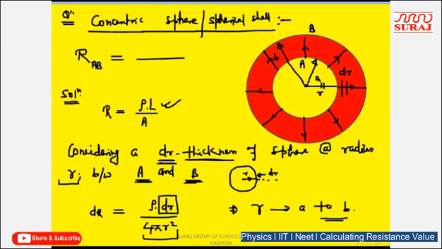Now, if we see the next structure for calculating the equivalent resistance, this time it is a concentric sphere or spherical shell. Again, the inner radius is a and the outer radius is b. We have to consider a dr thickness of this concentric sphere at radius small r. So again, the length along the direction of flow of current is dr, and the area which is actually facing this current is 4 pi r square.